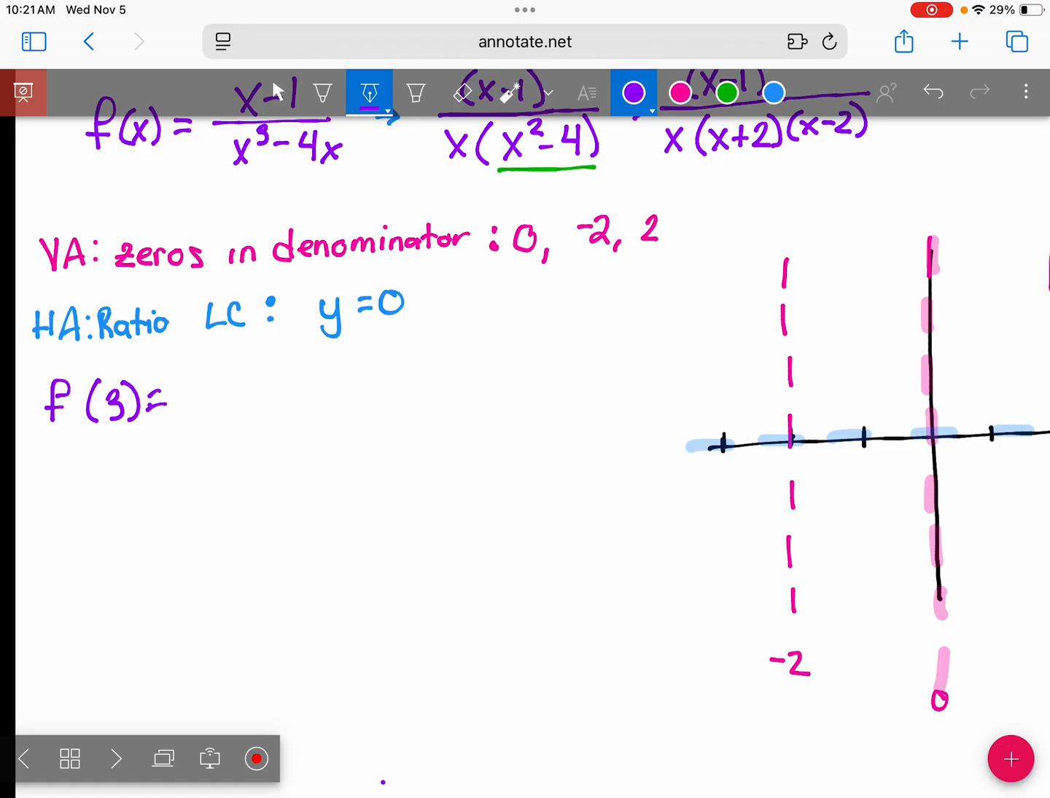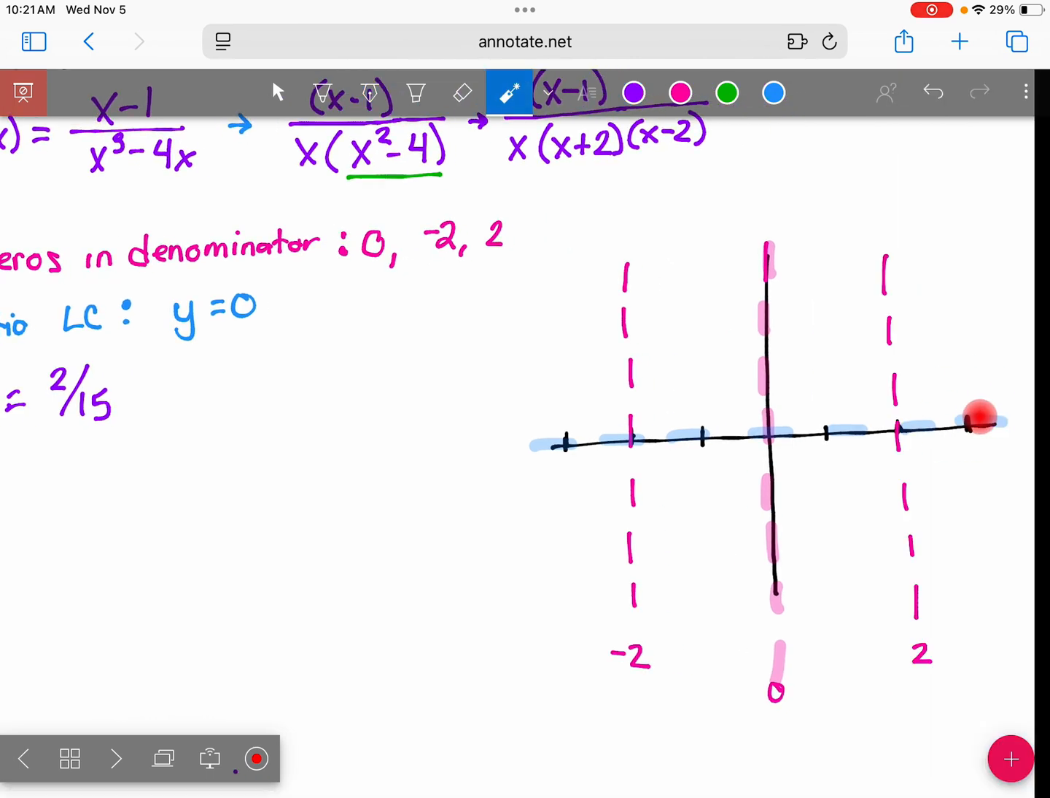And you can type that in a calculator. You can use the factored form, or we can use the original equation. We should get, I believe, 2/15. What that tells me is that over here at f of 3, we have a point at positive 2/15. It's going to be somewhere up here.